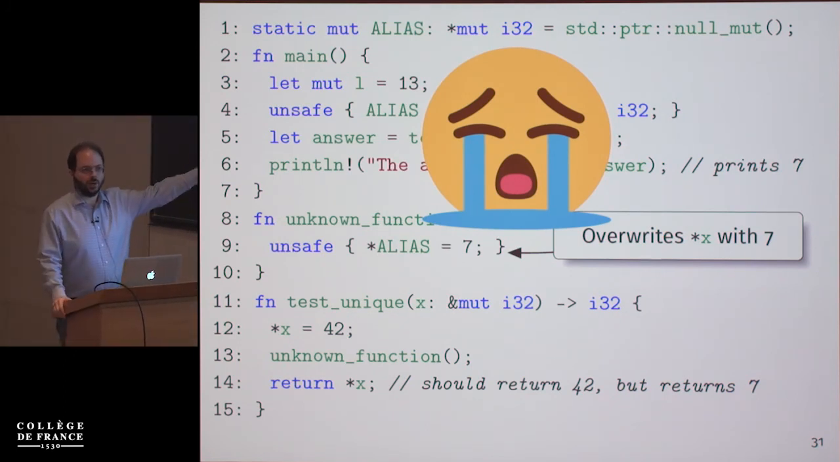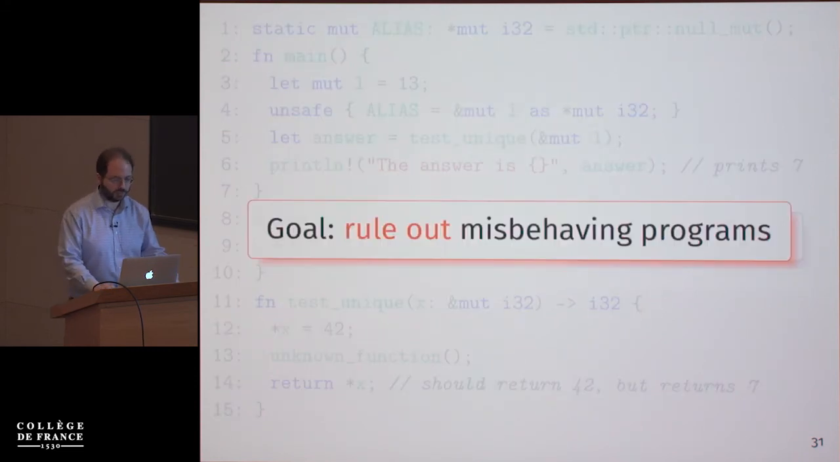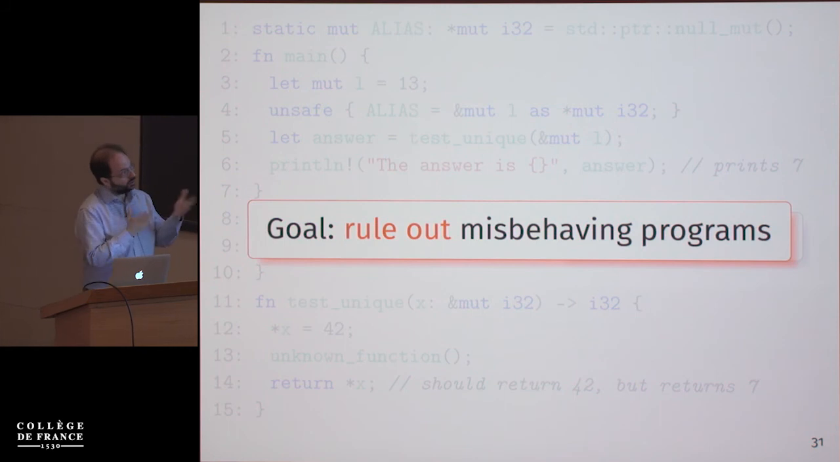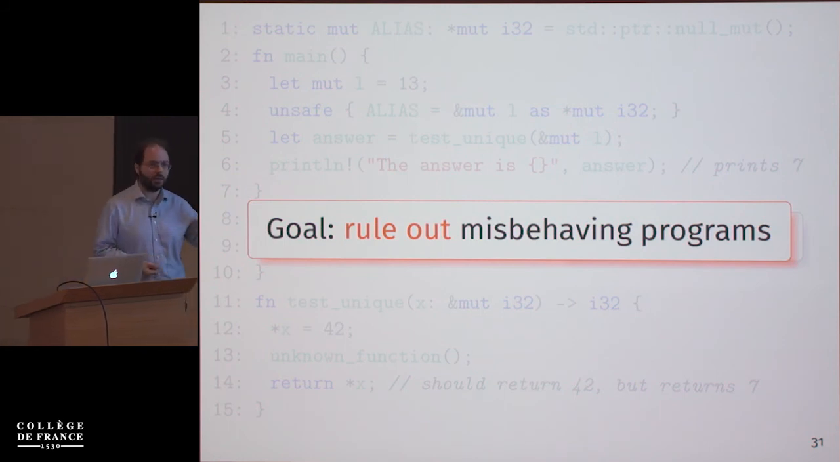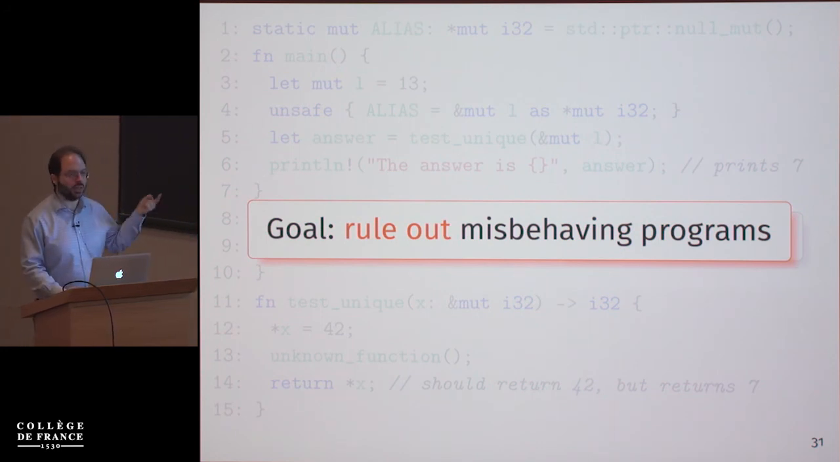This is a bad program. Even if you're using unsafe code, you shouldn't do things like this. All right? And then the question is, well, why not? Or what specifically is wrong with this program? So this is the goal of this work: to actually give a formal semantics for explaining why this is a bad program, and in general for ruling out misbehaving programs that disrupt these nice optimizations that we'd like to be able to perform.